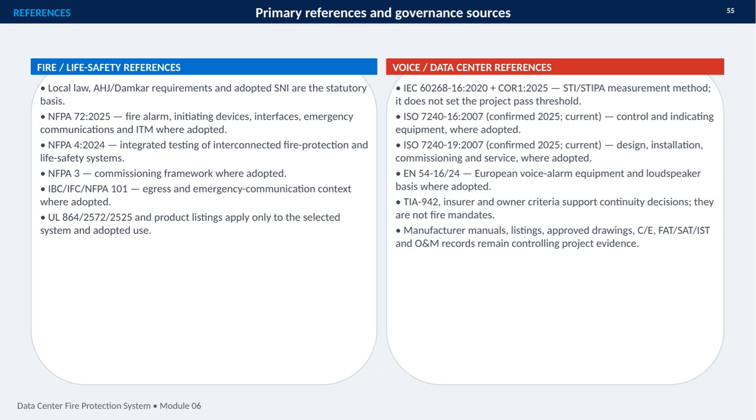Product standards, including UL 864, 2572, and 2525, apply only to the selected system and its adopted use. For voice and data center applications, IEC 60268-16 defines STI and STIPA measurement methods, but not the project pass threshold. ISO EN TIA 942 insurer and owner criteria provide additional guidance. Finally, manufacturer manuals, listings, approved drawings, testing records, and O&M documentation remain the controlling project evidence.